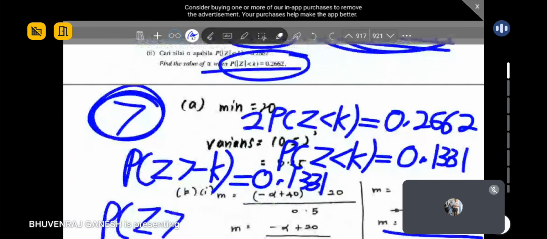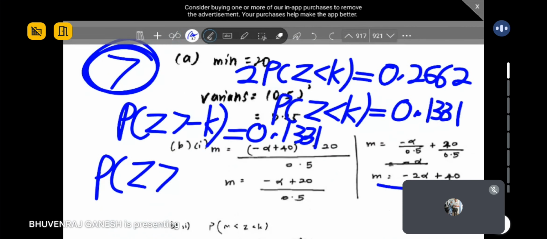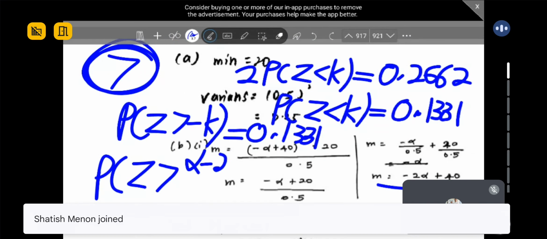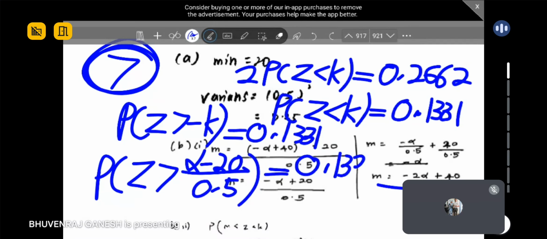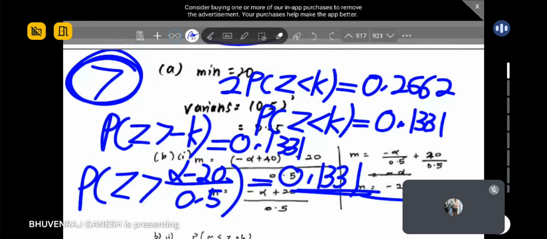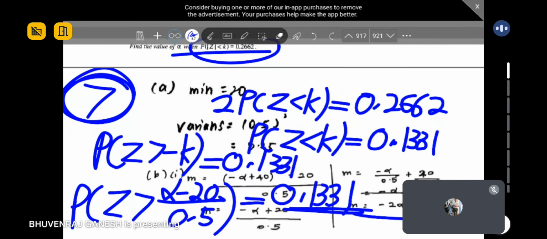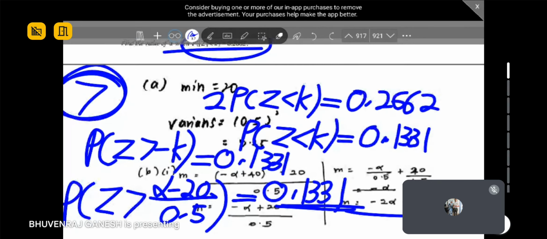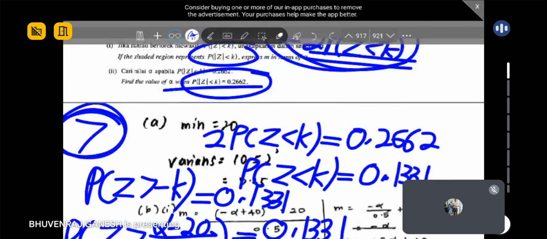Okay? So, yeah. So you will get alpha minus 20 over 0.5 equal to 0.1331. Okay, and then you just need to solve for the alpha. Just read from the table jawapan dia. Baca jadual saja. Okay, wait now guys.